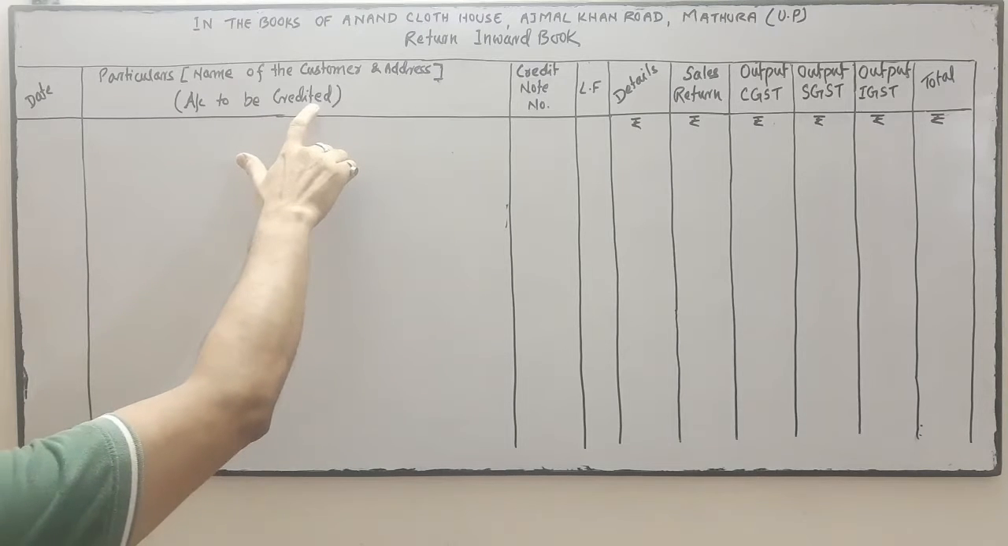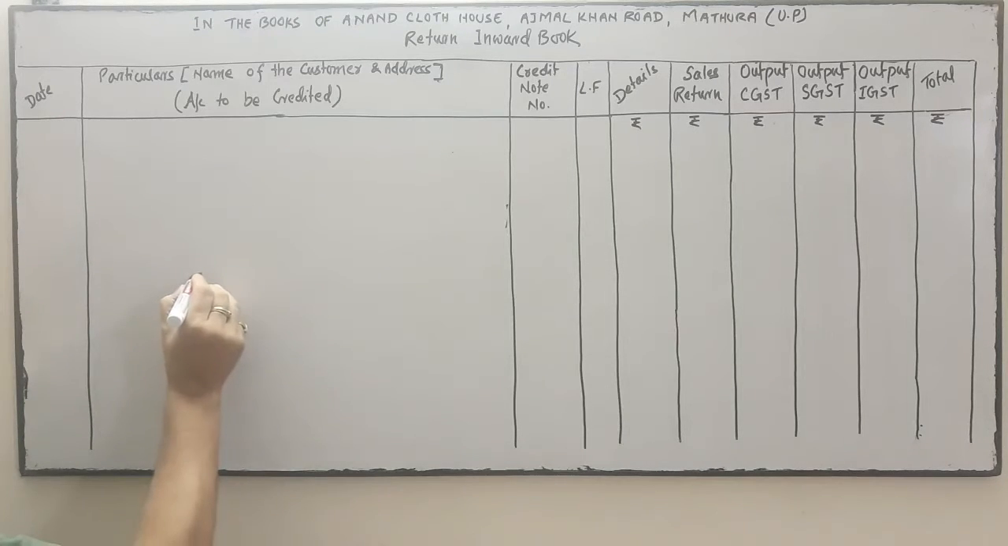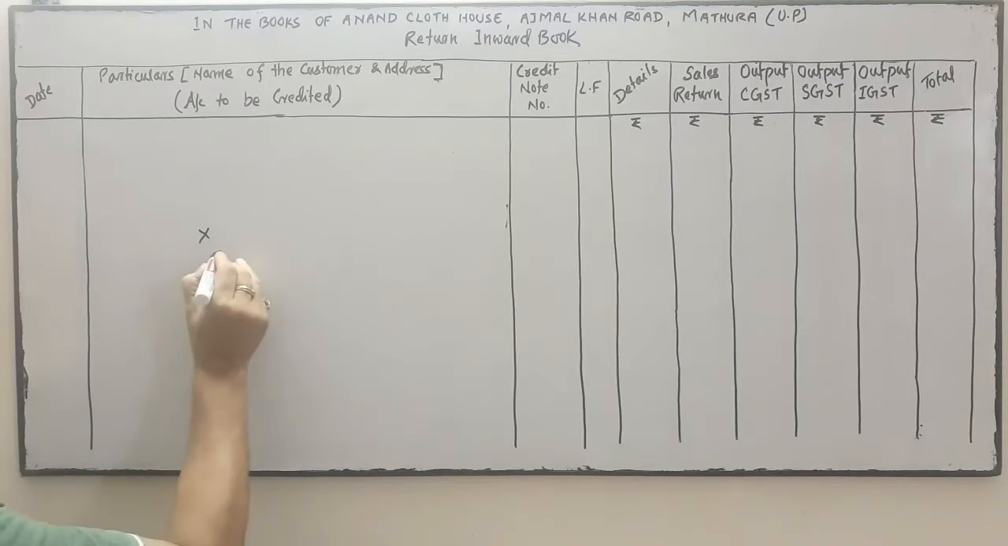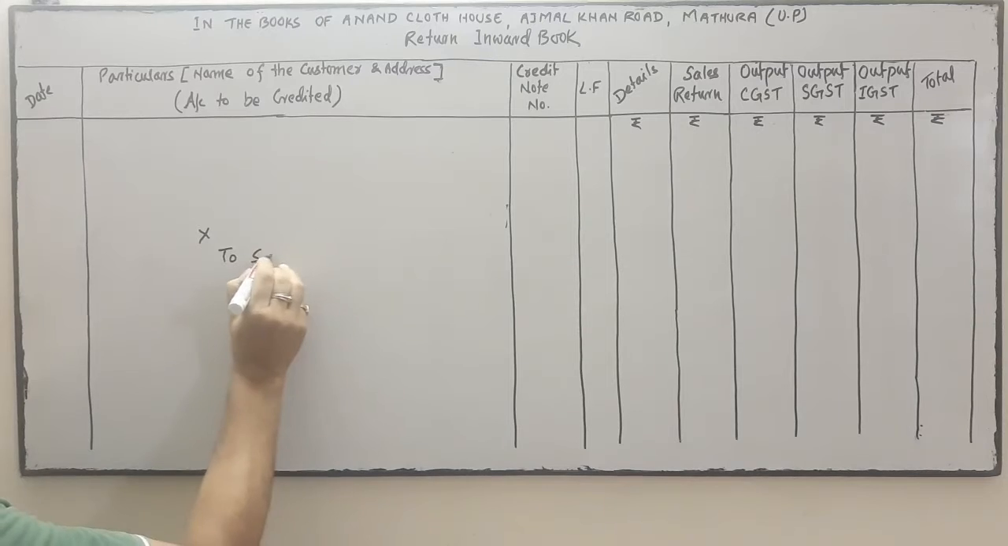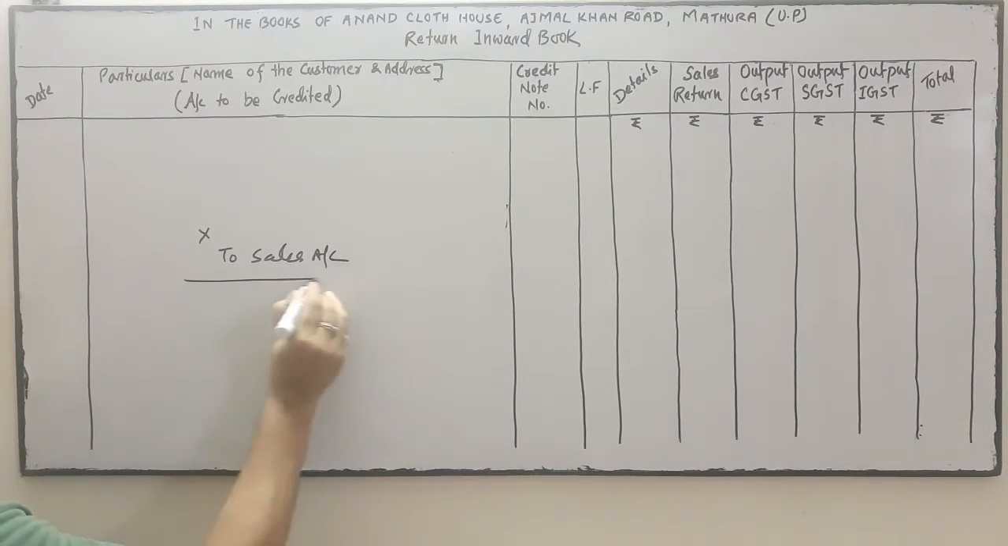Account to be credited. Whose account to be credited? Customer's account to be credited. Why the customer's account to be credited? Now you see, when we sold the goods on credit, suppose we have sold the goods on credit to X. So X account debit to sales account. Yes, this is the entry, you know it, X account debit to sales account.